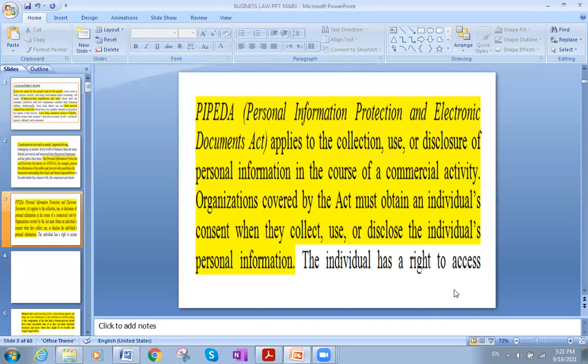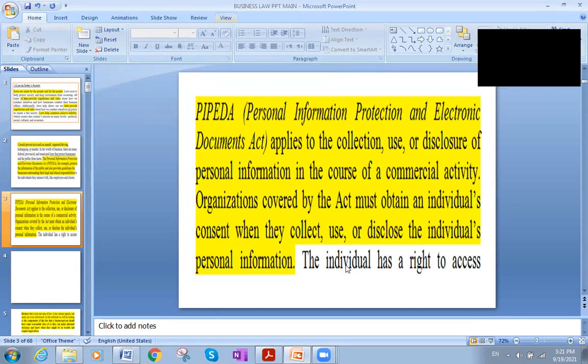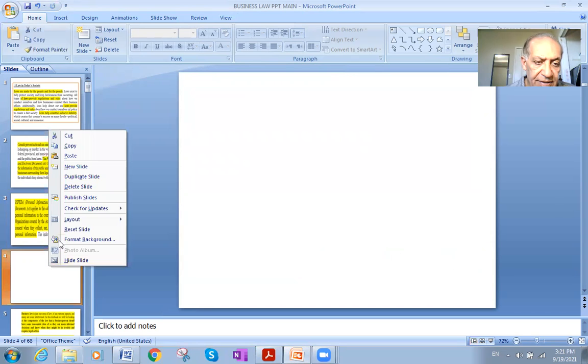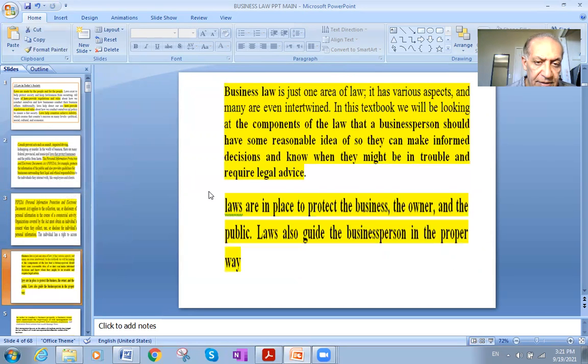Okay, this was our first work today. We're back after the answer. I hope everyone answered the question very well. Let us move now into the definition of business law.